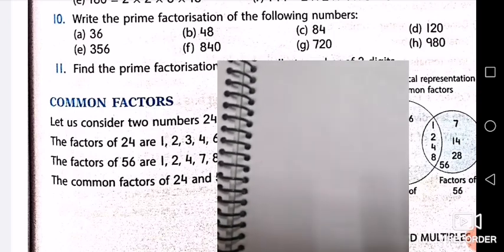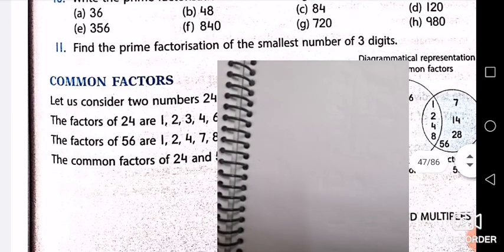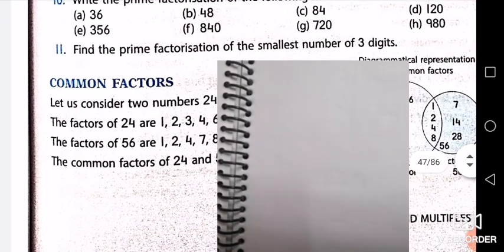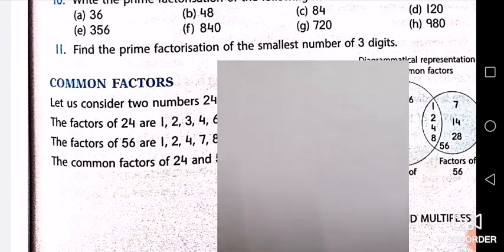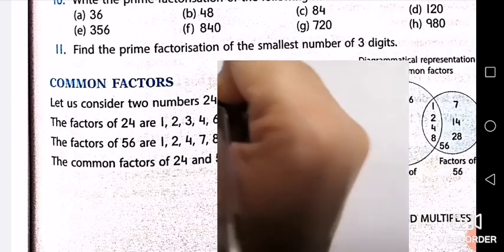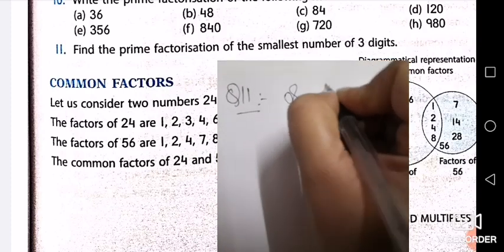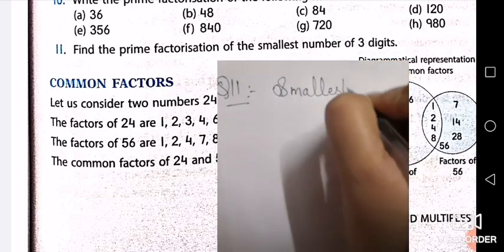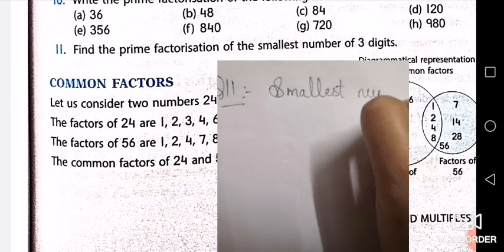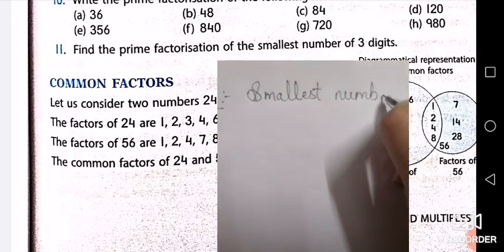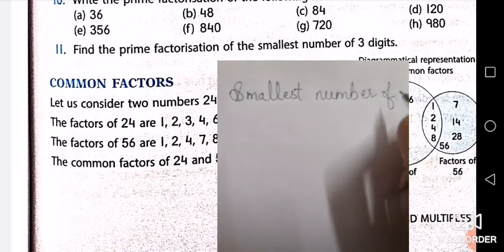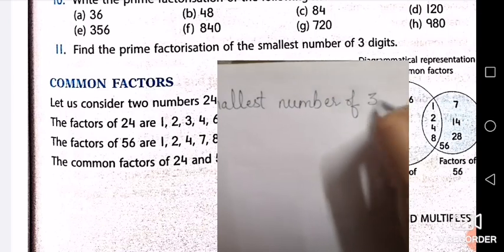you all will do it yourself, I will not tell you. G and H will be your homework for today. Now come to question number 11. Find the prime factorization of the smallest number of 3 digits. Now which is the smallest number of 3 digits? Tell me fast. Which is the smallest number of 3 digits?